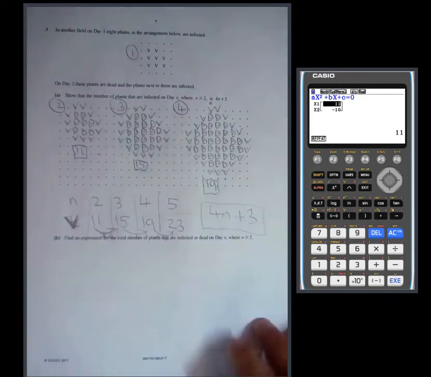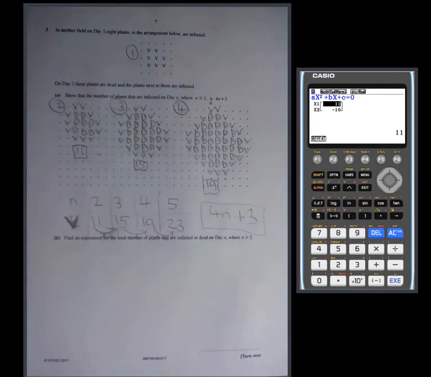If you can't do any of that, you could use the regression tool, but you're probably not going to need to show that. But I think having the diagrams, we're showing this works, we've shown the difference, I think that's probably enough. Find the expression for the total number infected or dead on day n.